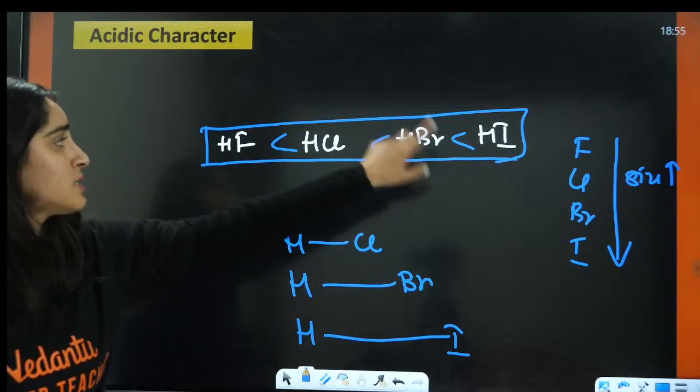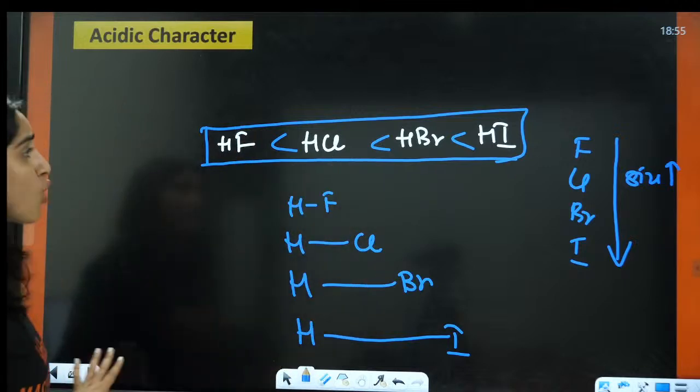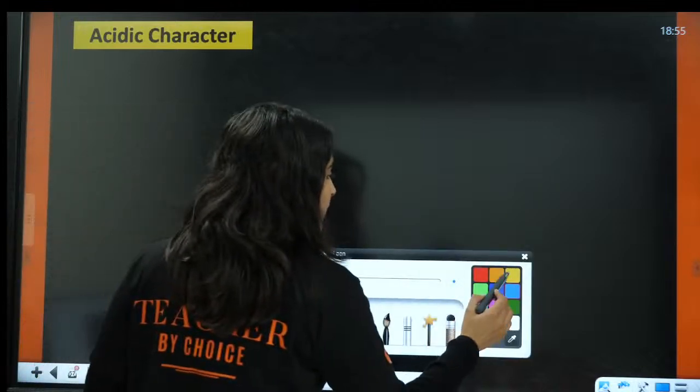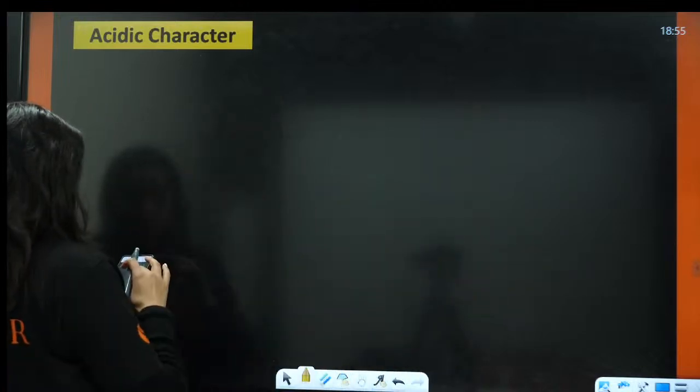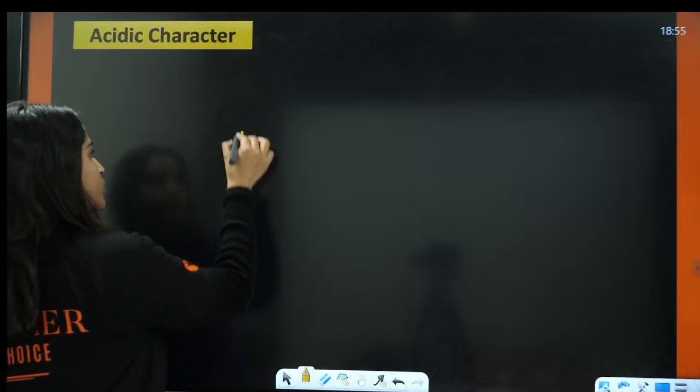HI, then HBr, then HCl, then HF. This is the acidic strength order. This is not on the basis of electronegativity; this is on the basis of bond strength. Now, let us do this question.